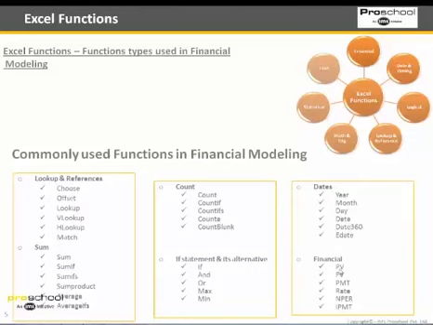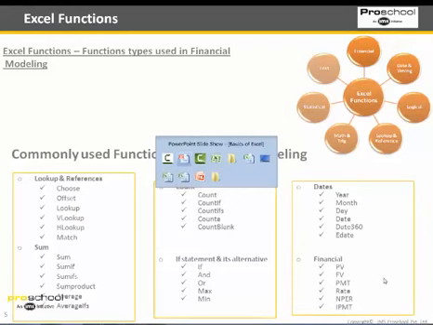So PV represents present value, FV represents future value. The PMT, RATE, NPER functions are similarly used for finding the EMI, the interest rate, or the time period in the problem statements.